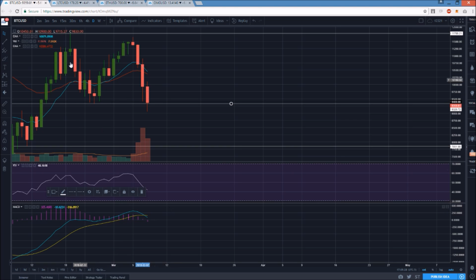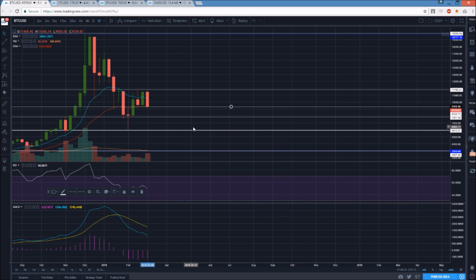Bearish MACD cross on the daily time frame, weekly time frame, certainly not looking good for the bulls overall. And it's just not looking good. But the hope for the bulls at this point, there is still hope.